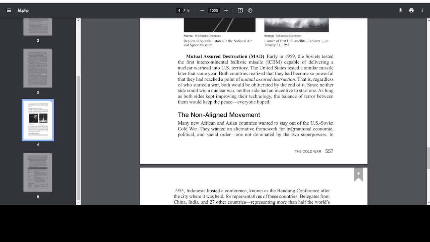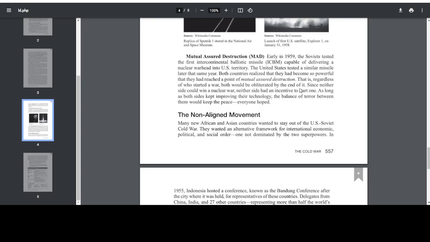Mutual Assured Destruction, MAD. Early in 1959, the Soviets tested the first intercontinental ballistic missile, ICBM, capable of delivering a nuclear warhead into U.S. territory. The United States tested a similar missile later that same year. Both countries realized that they had become so powerful that they reached a point of mutual assured destruction. That is, regardless of who started a war, both would be obliterated by the end of it.